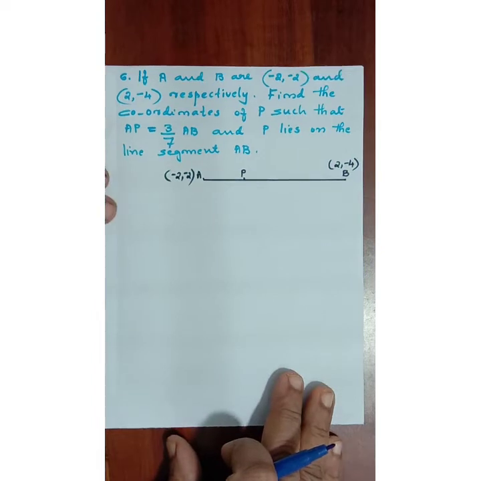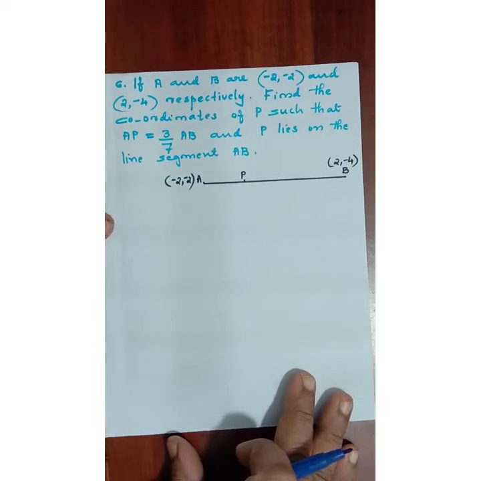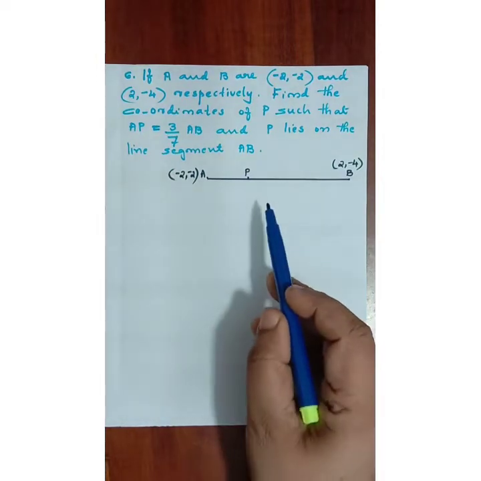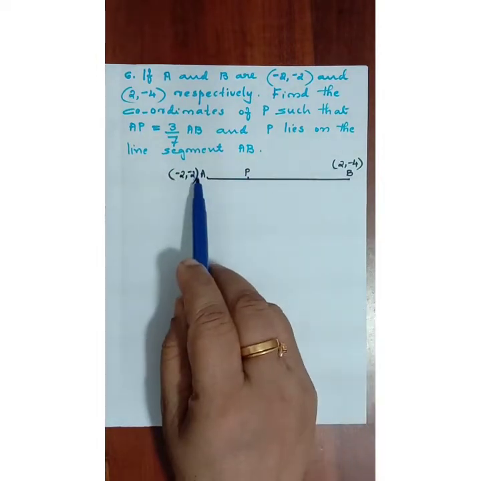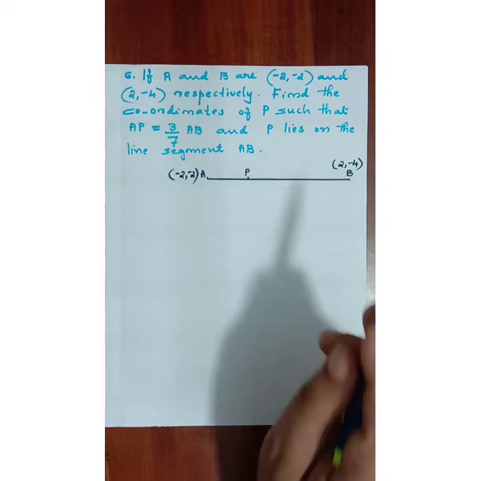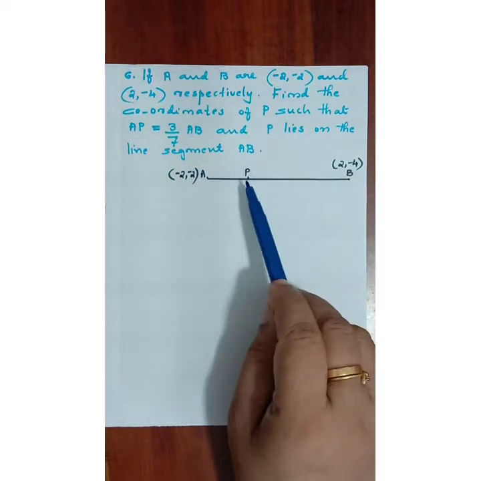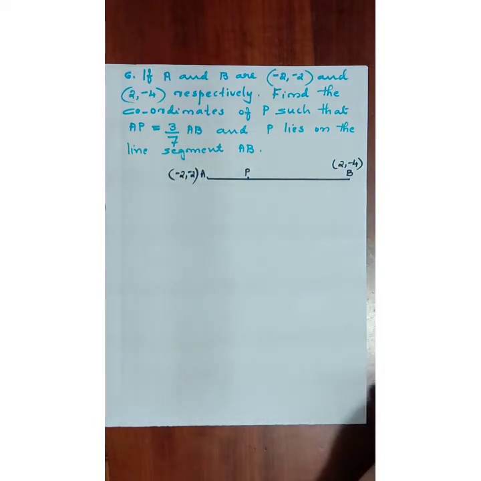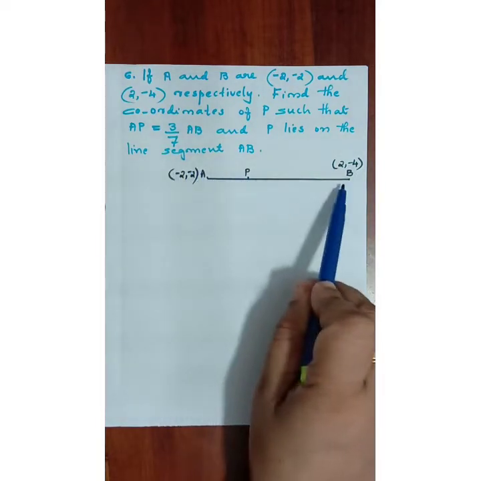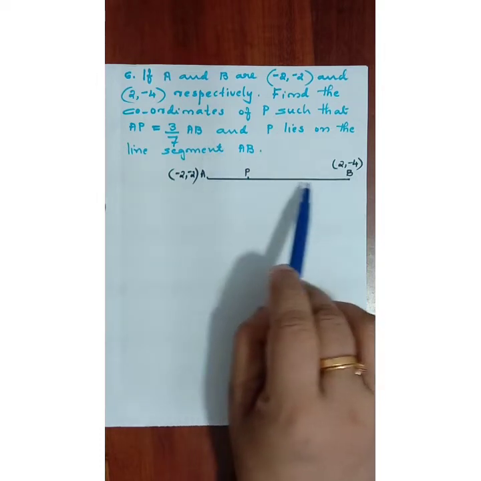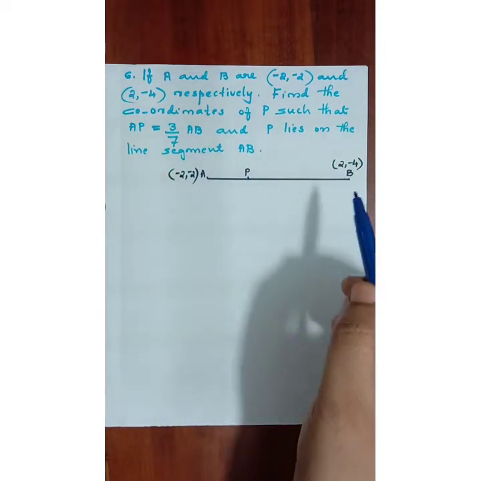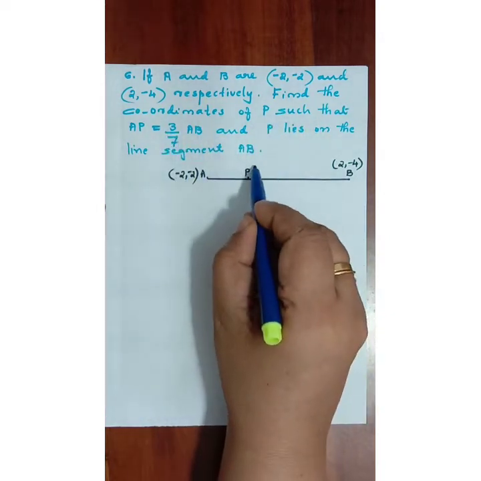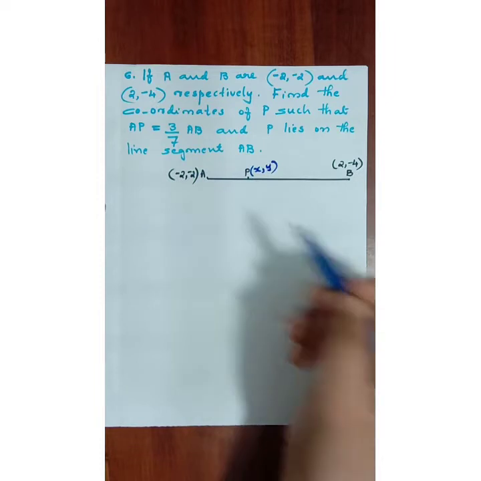For this sixth question, here also we have to apply the section formula. Let us see the question and discuss. If A and B are negative 2, negative 2 and 2, negative 4 respectively, find the coordinates of P such that AP equal to 3 by 7 AB and P lies on line segment AB. As they are given, I have drawn the figure. So we have to find the coordinates of P. Here P, x, y we have to find out.